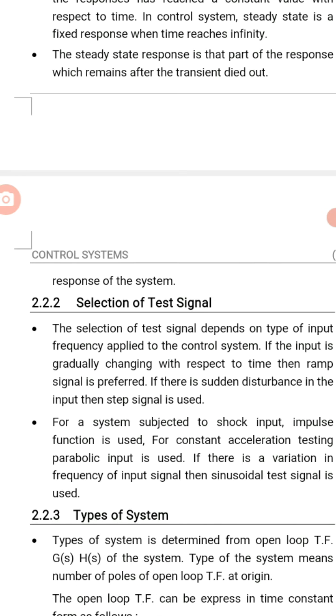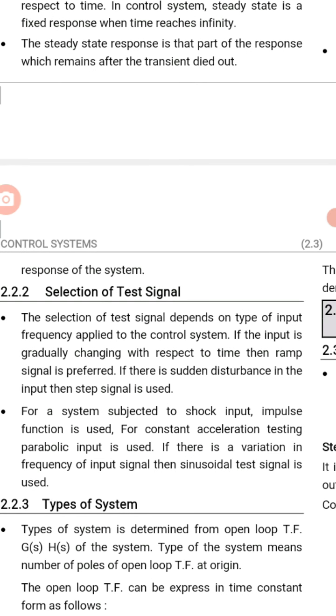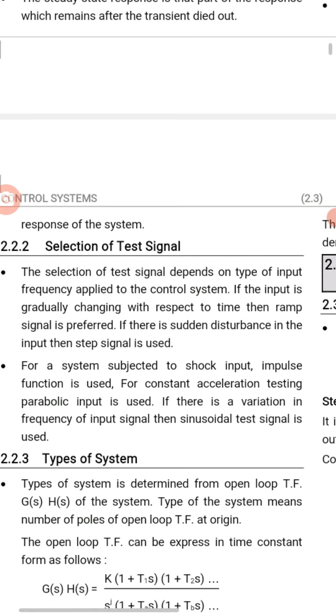Now, how to select test signals? As we know, test signals are standard in nature, and based upon the output we understand the system response. If the input is 1 volt and the output we are getting is 0.5 volt, then the system response will be an attenuator's response. It will not be a gain's response. That is why it is essential to have standard test inputs.